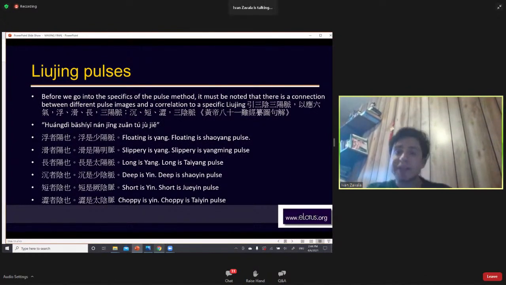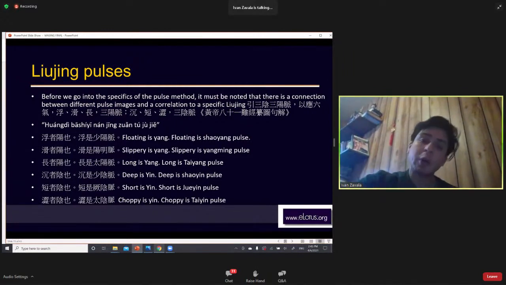Now, before we go into the specifics of the pulse method, it must be noted that there's a connection between different pulse images and a correlation to a specific Liujing. This is based on this text, the Huangdi Ba Shi Yi Nanjing Suan Tu Zhu Jie. They say floating is yang, and floating is a Shaoyang pulse. Slippery is yang, and slippery is a Yangming pulse. Long is yang, and long is a Taiyang pulse. Deep is yin, and deep is a Shaoyin pulse. Short is yin, and short is a Jueyin pulse. Choppy is yin, and choppy is a Taiyin pulse.